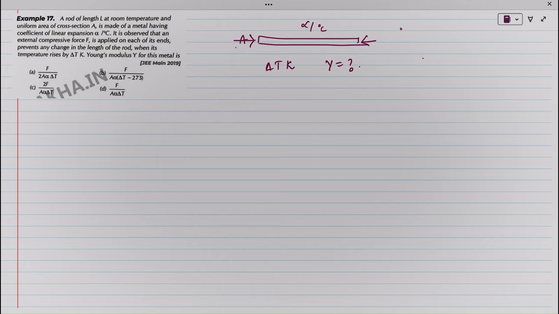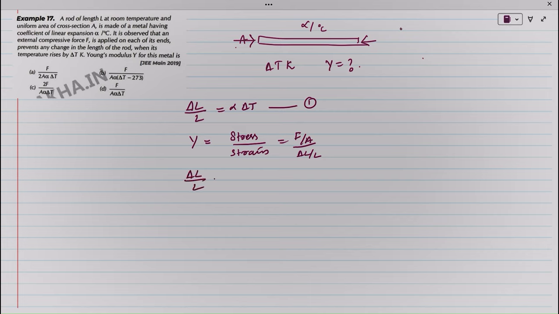There is a lot of information given. We have the coefficient of expansion alpha, and the equation is ΔL by L is equal to alpha ΔT, equation number one. Also, we know Young's modulus is equal to stress by strain, that is F by A divided by ΔL by L. From this, ΔL by L is equal to F by A divided by Y. That is equation number 2.